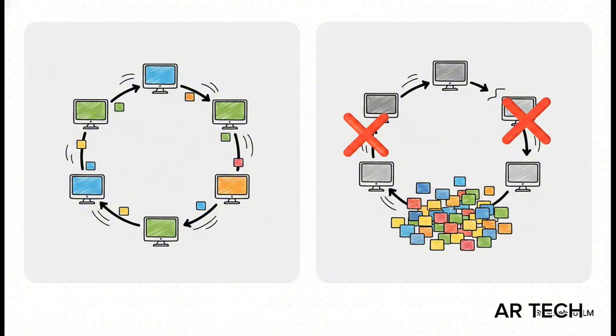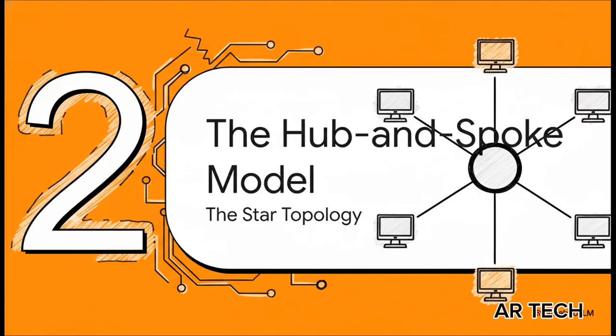But it has its own fatal flaw. In a ring, if just one single device goes down, the whole circle is broken. The entire network is kaput. This fragility meant that, just like the bus, it wasn't really reliable enough for the modern world. These early designs and their very obvious flaws really paved the way for something much, much better.